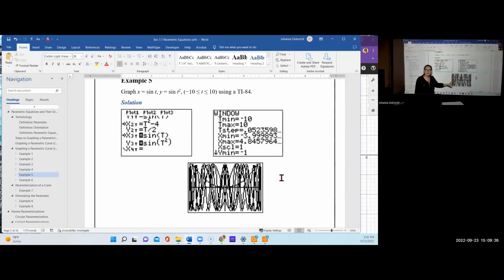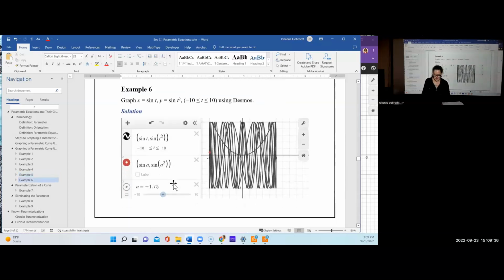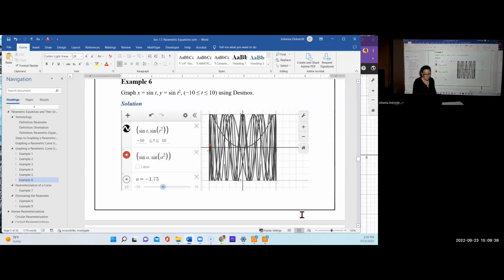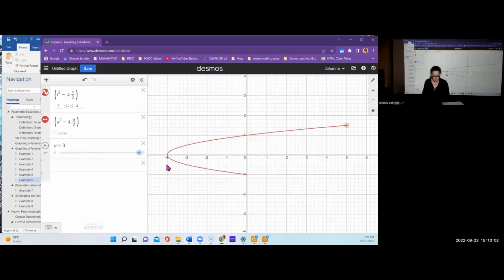In fact, on a graphing calculator, because of the resolution, it's kind of difficult really to see what the pattern is. So I believe for example 6, we do the same thing, but using Desmos. So when you're looking at this one, you'll see we've got sine of t squared, t between -10 and 10. Then we copy that, we replace t with a, we create a slider bar, and you can see that it's graphing. Now, let's go ahead and graph this one, and then we're going to trace it as it graphs out. It's going to be kind of all over the place.